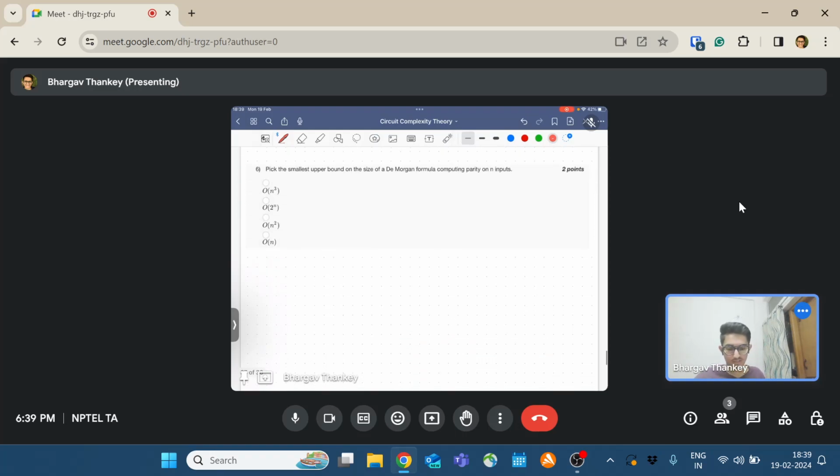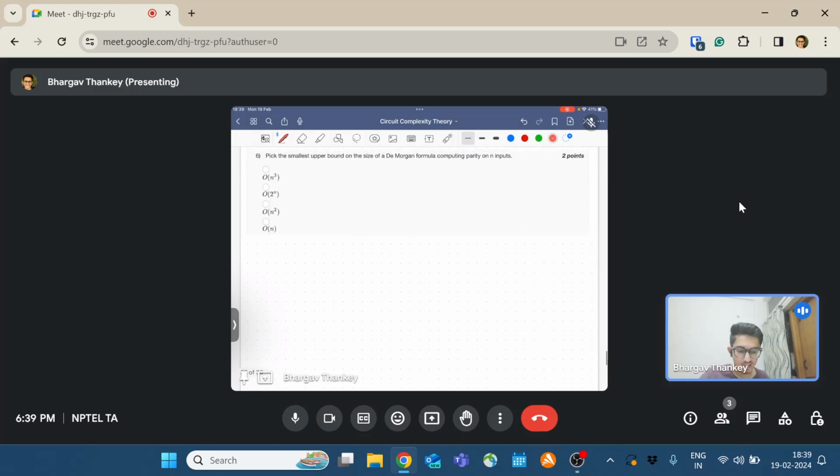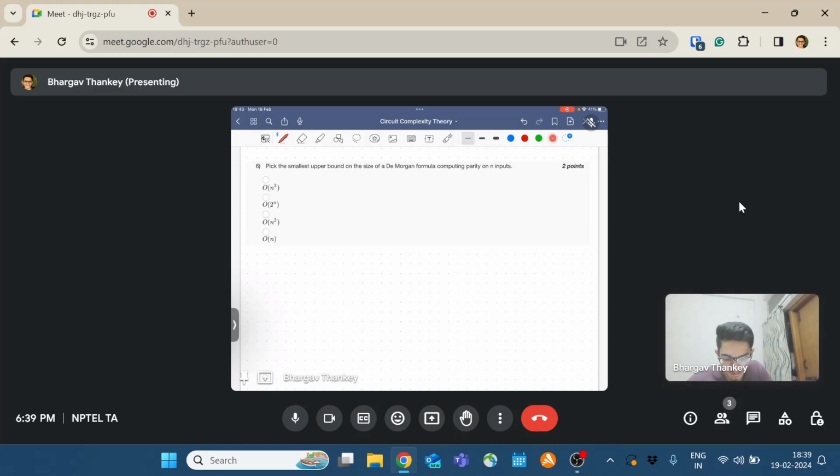Okay, yes, it's this. So pick the smallest upper bound on the size of a De Morgan formula computing parity on n inputs. The options are order n cube, order 2 to the n, order n square, and order n. So which of these is correct? I think n square. Yeah, it's n square.